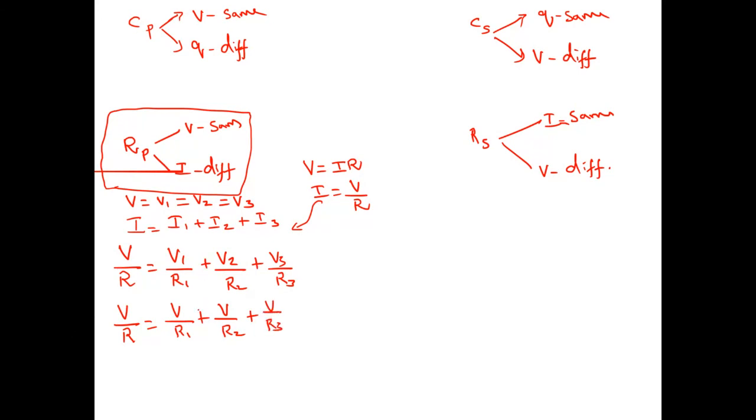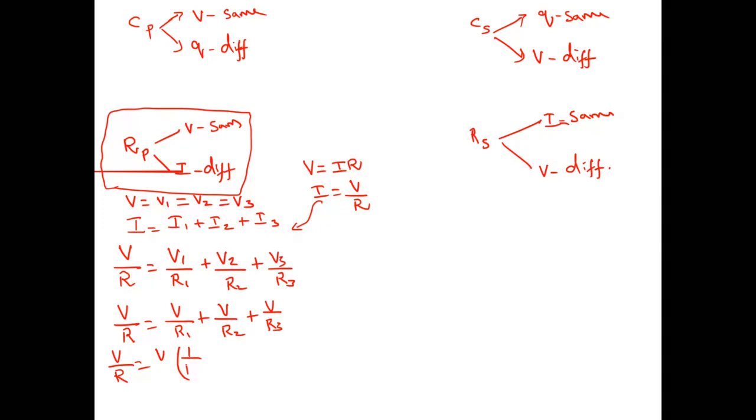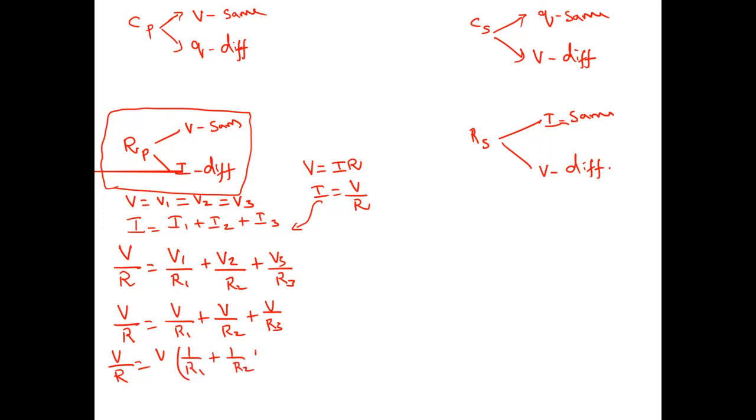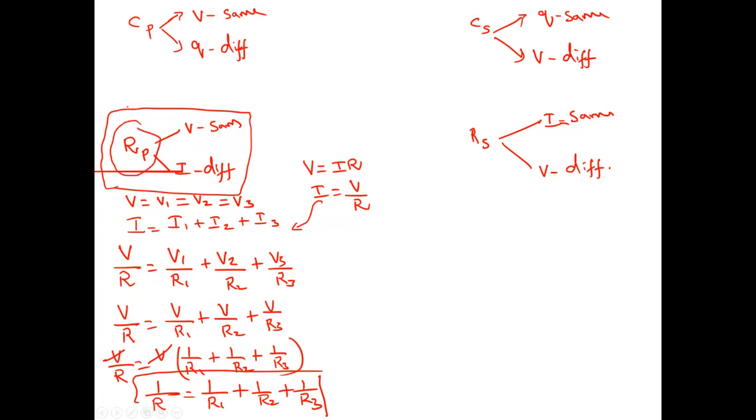Am I right? I can take this V outside. If you take V outside, what you will get, my dear? V times 1 over R1 plus 1 over R2 plus 1 over R3. Now I can cancel this V with this V. What is remaining, my dear? My equivalent total resistance: 1 over R equals 1 over R1 plus 1 over R2 plus 1 over R3. So this is the rule for resistors in parallel. Clear?